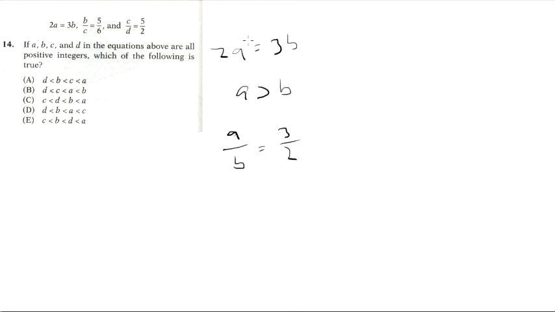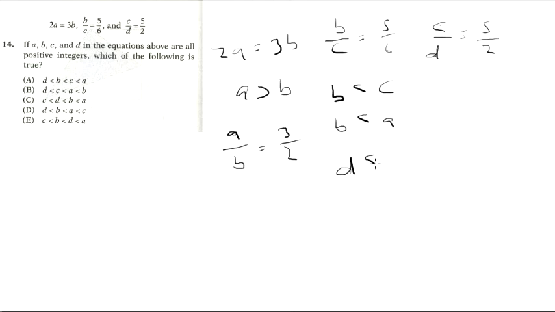If we have b over c is 5 over 6, b is less than c. Okay. And let's move these ones here to have b is less than a. Okay. c over d is 5 over 2. So d is less than c.